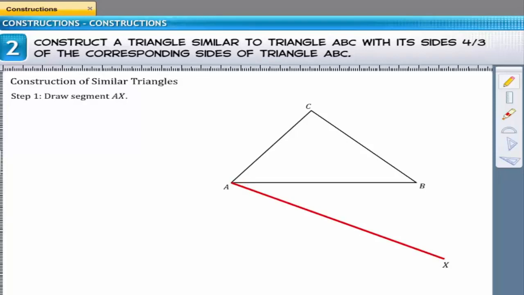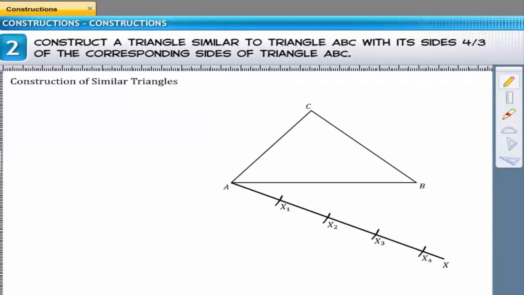As before, the number of points is equal to the larger value amongst the given scale factor. Here the given scale factor is 4 by 3, so the number of points you will mark on AX is 4. Now, open the compass to a small convenient length. As step 2, mark 4 points X1, X2, X3 and X4 on AX so that AX1 is equal to X1X2, is equal to X2X3, is equal to X3X4. Make sure that the distance to which the compass is open is not disturbed as you mark the points.